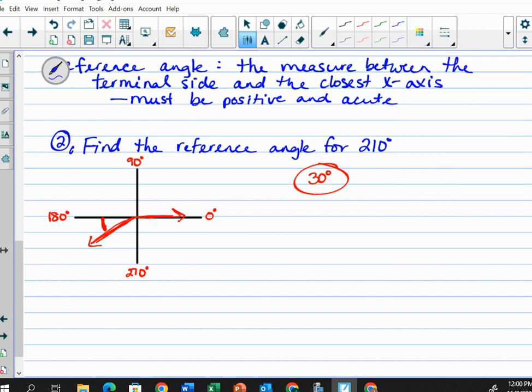We'll call that one part A. So let's find another reference angle for 310 degrees. And again, draw the picture if you need to, or visualize it. You are never, ever going to the y-axis, okay? Always, everything is to the x-axis. Never the y-axis.